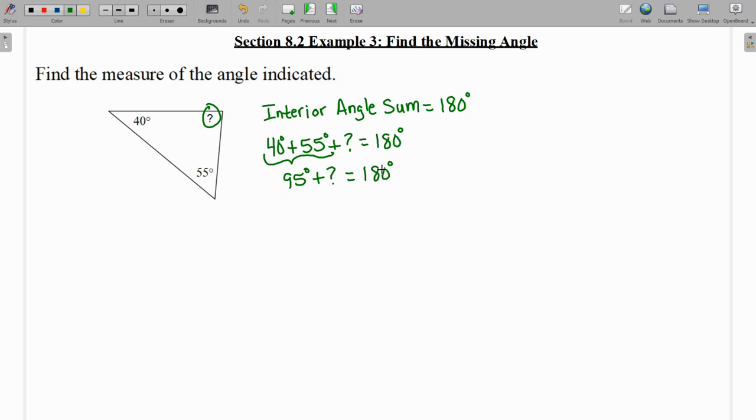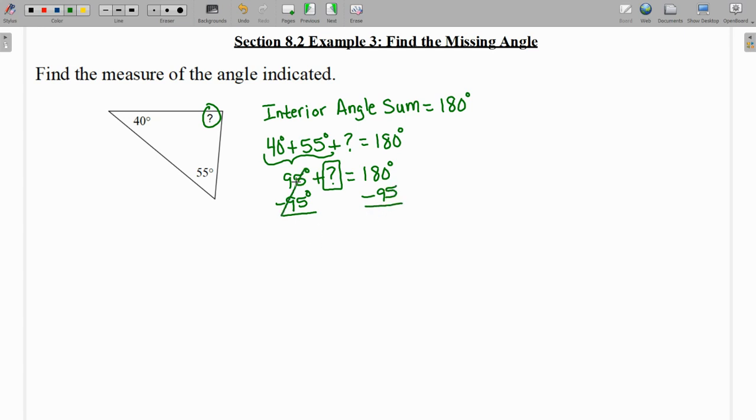Now, what we want to do is isolate this question mark. We want to find out what that value is. So we need to get it by itself on the left-hand side of the equal sign. That means this positive 95 degrees has to go. So we're going to do an inverse operation. We're going to subtract 95 degrees from the left-hand side. Now, what we do to the left-hand side of this equation, we have to do to the right-hand side as well. So I'm going to subtract 95 degrees over here as well.